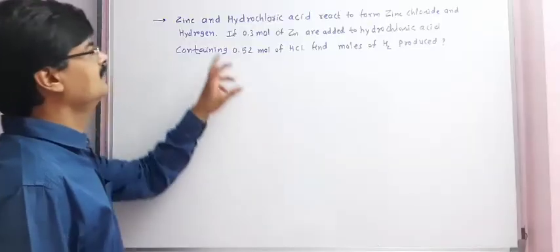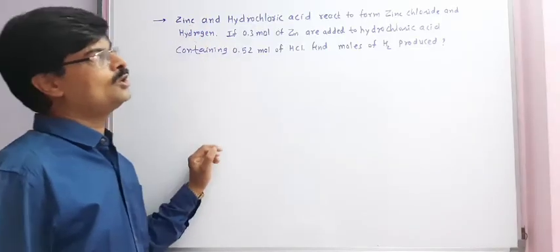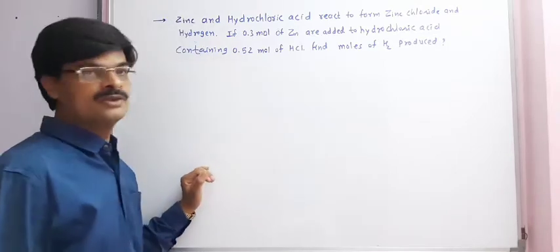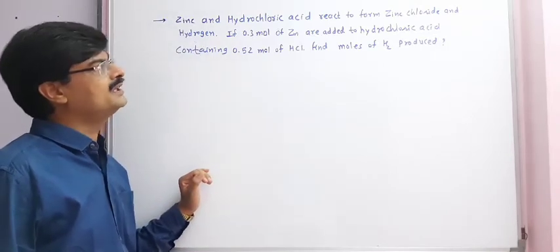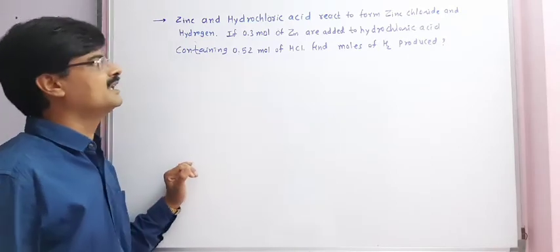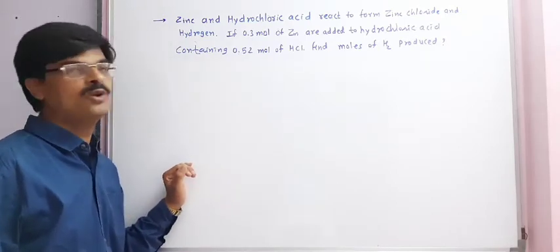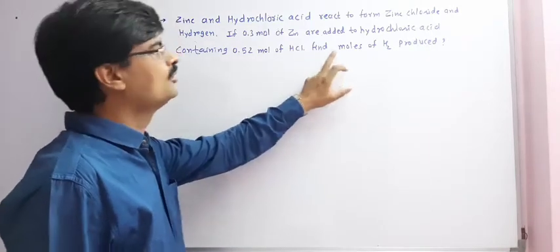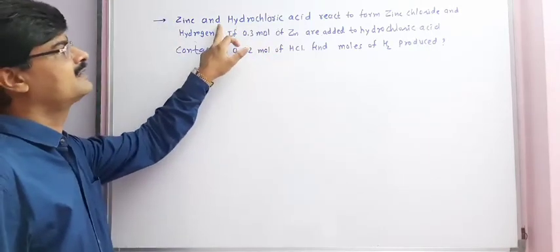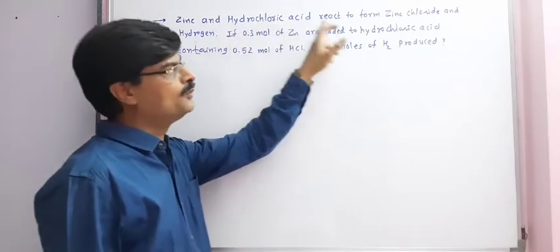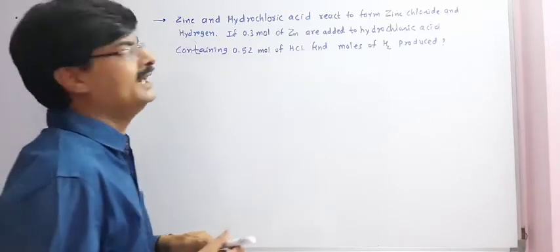In this question, zinc and hydrochloric acid react to form zinc chloride and hydrogen. If 0.3 mole of zinc is added to hydrochloric acid containing 0.52 mole of hydrochloric acid, find moles of hydrogen produced. So first we will understand the reaction that takes place between zinc and hydrochloric acid to form zinc chloride and hydrogen.